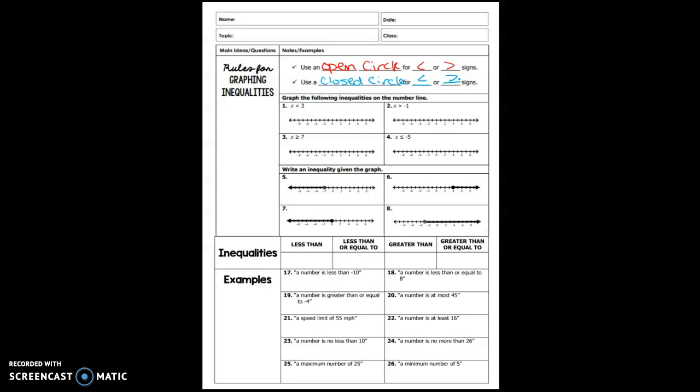On our very first example here, we have x is less than 3. Hopefully you're thinking to yourself, am I going to need an open circle or a closed circle for this? And the answer is an open circle. So we're going to go to 3, and since x is less than 3, we're going to draw an open circle above the 3. And then x can be any value less than 3.